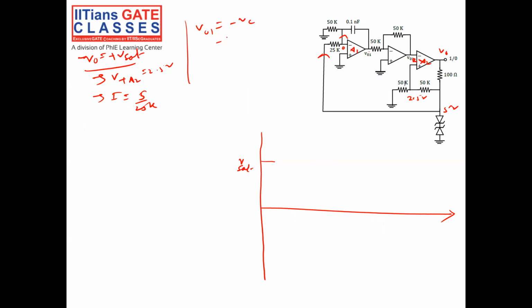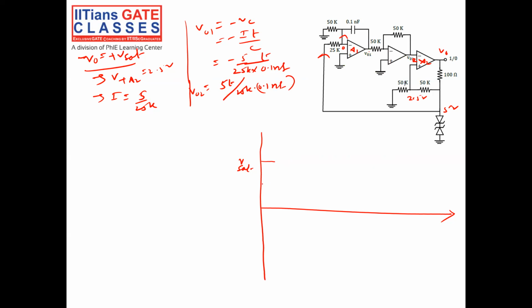Minus Vc is equal to I into T by C, right? That is minus 5 by 25K into, C is 0.1 nanofarad, into time. So V01 is minus Vc, right? Now V02 is how much? Plus Vc. V02 is plus Vc is equal to 5 into T divided by 25K into 0.1 nanofarad. Okay, so you see V02 is increasing.